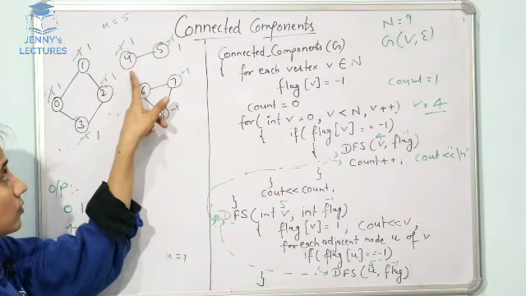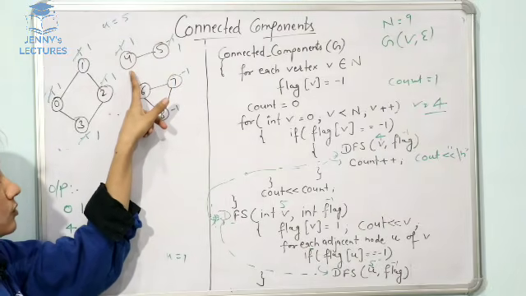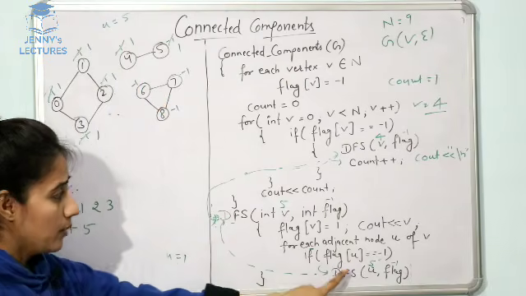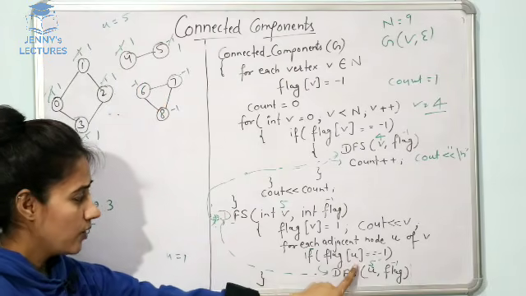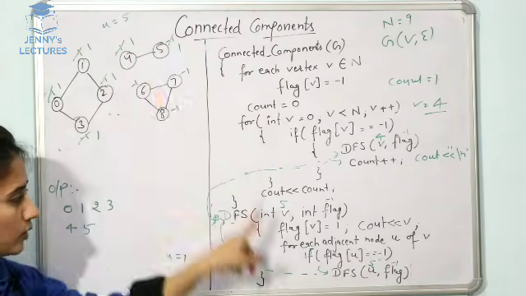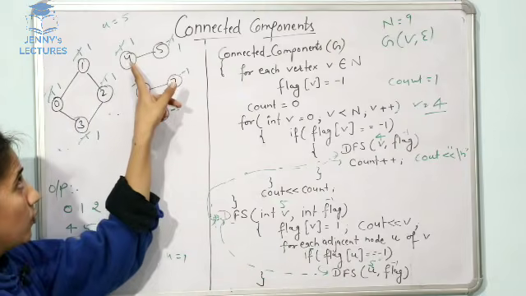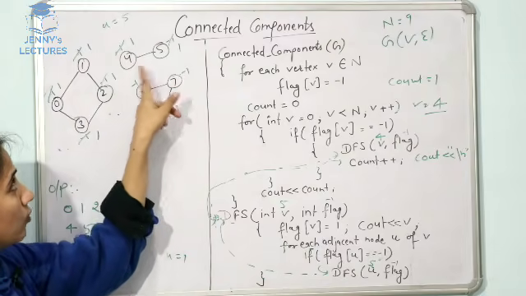Now check out the adjacent node of this 5. We have only one adjacent node, that is 4. But this condition is not true for 4. The flag of 4 is -1? No, this one is 1. This condition is not true. And we have only one adjacent node, so we cannot check further.